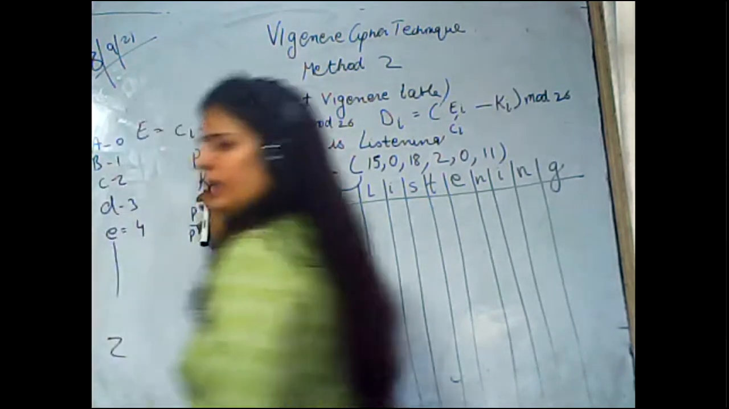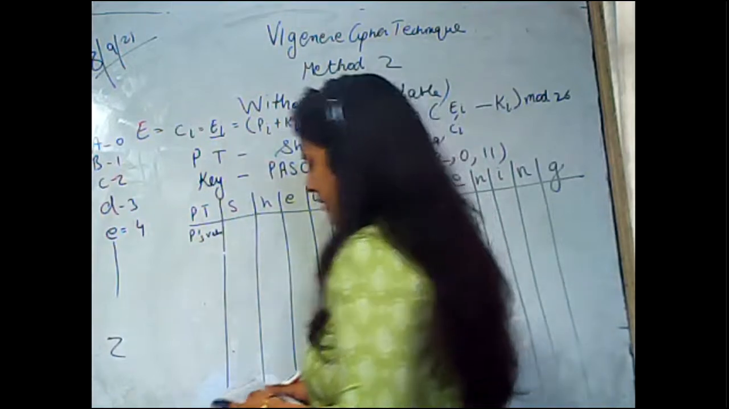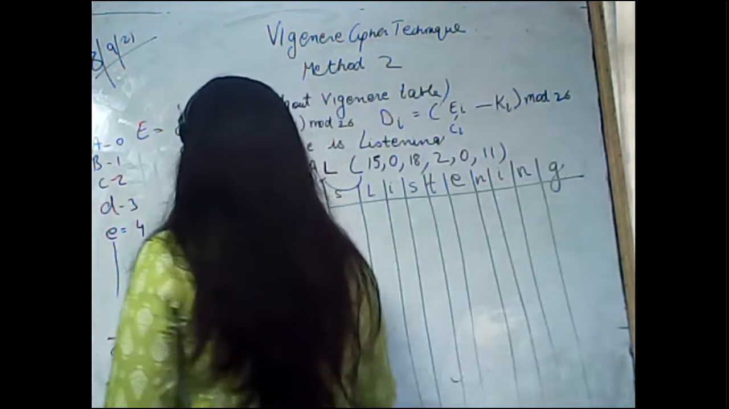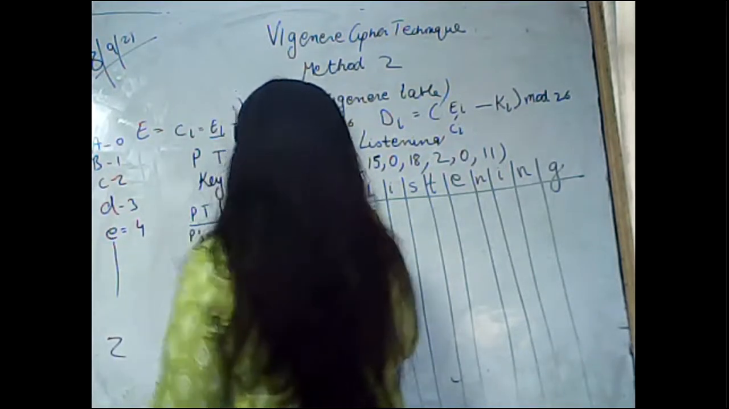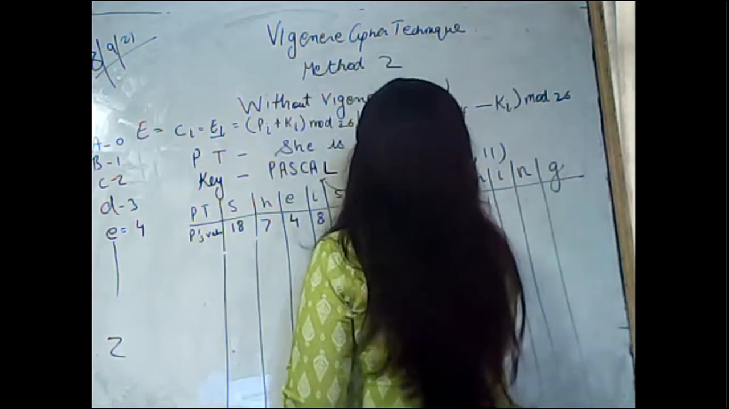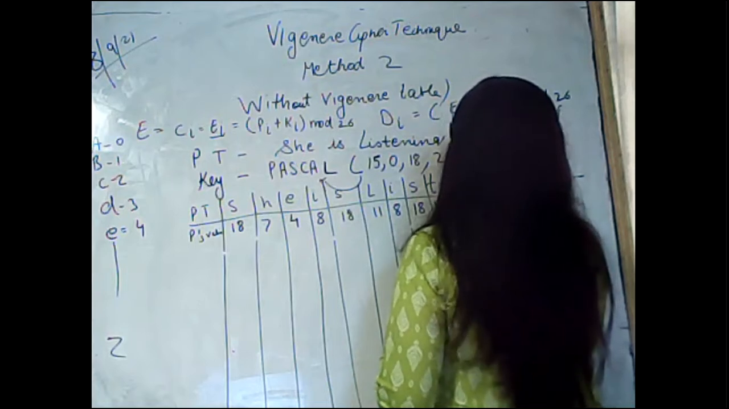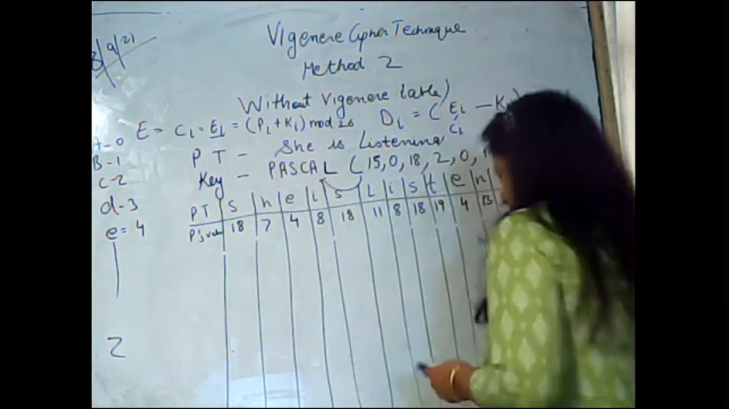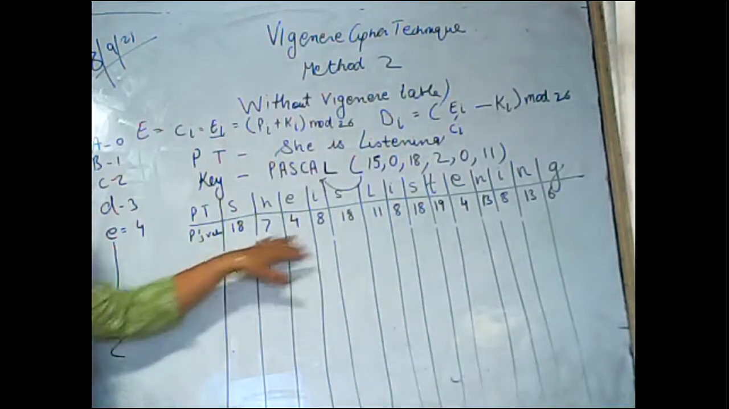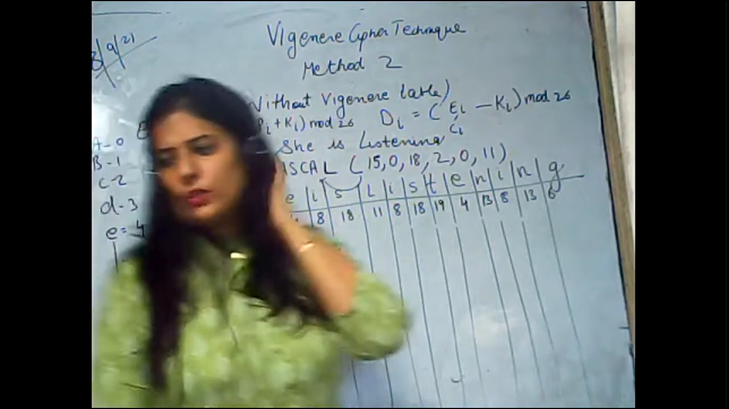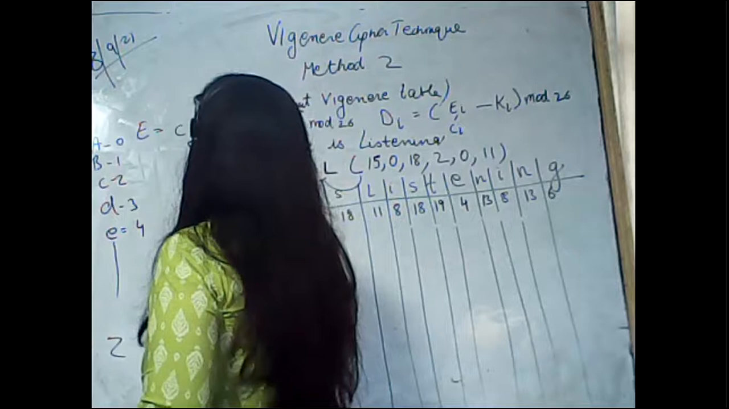Now what are the P values over here? As we converted the key to a numeric string, we will convert the plain text also. So just allocate all those values. For the S part, we have 18. H is 7, E is 4, I is 8, S is 18, L is 11, I is 8, S is 18, T is 19, E is 4, N is 13, I is 8, N is 13, and G is 6. These are the values we have given to all those alphabets, starting from the letter A to the letter Z. Now, next is the key string.